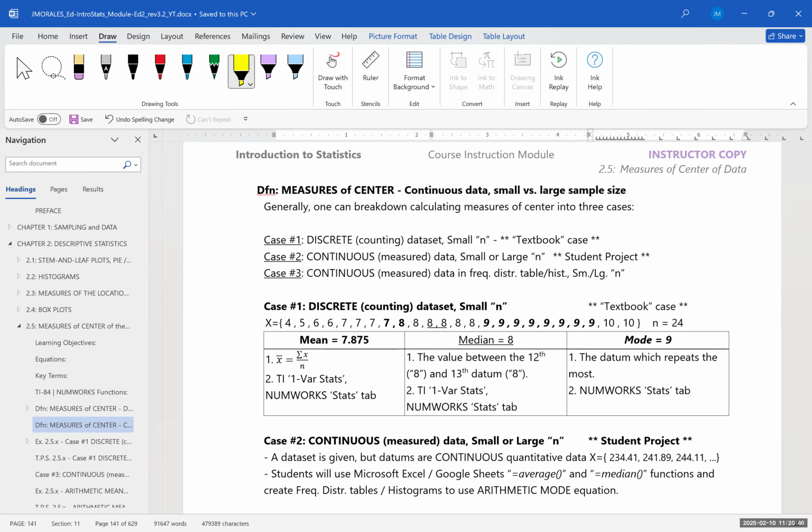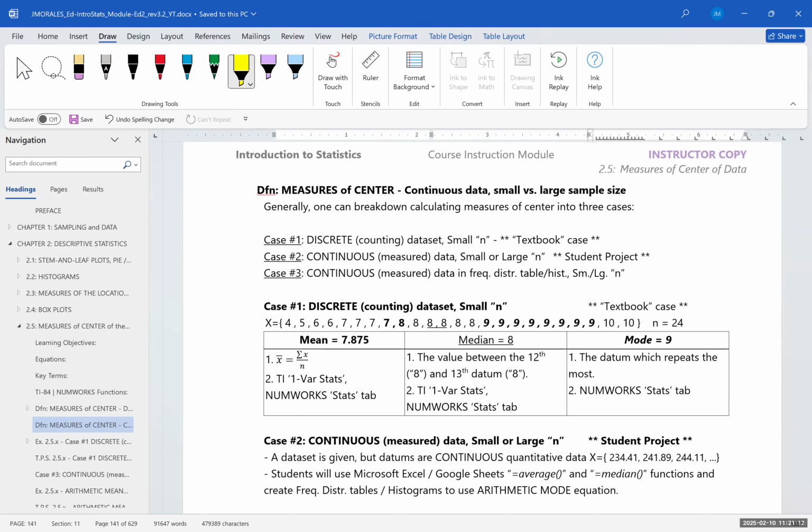All right, continuing with the definition of measures of center, we're going to progress now to looking at continuous data with either small or large sample sizes.